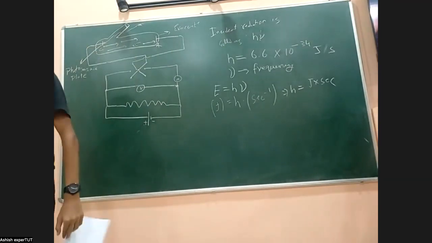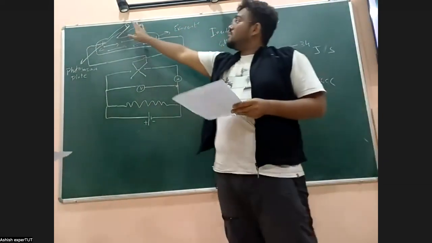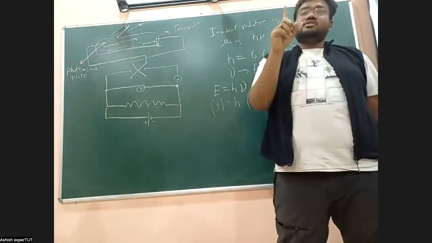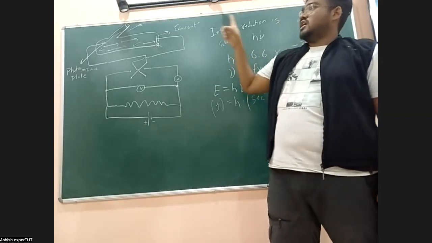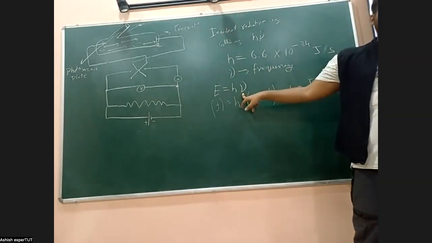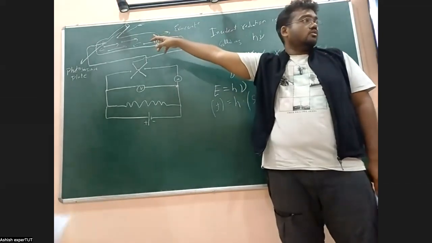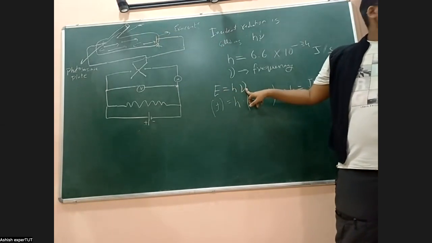Now see, the concept is that there must be a minimum. There are two things. First, the frequency of the incident radiation determines the energy because E is h nu. Understood? Okay. And the higher the frequency, the higher is the energy.